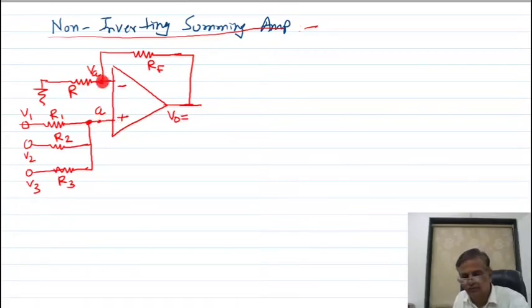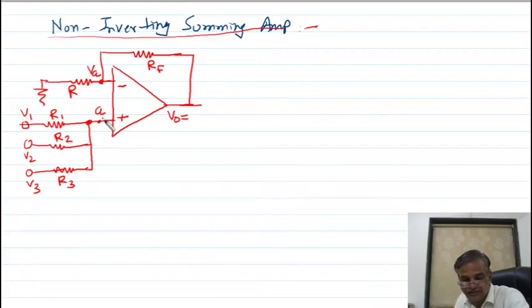Due to the infinite input impedance of the op-amp, it does not draw any current. Second, due to infinite voltage gain, the voltage drop between these two points is very small or tends to 0, which means this potential and this potential are the same. Again, the voltage drop here tends to 0, which means they are the same.